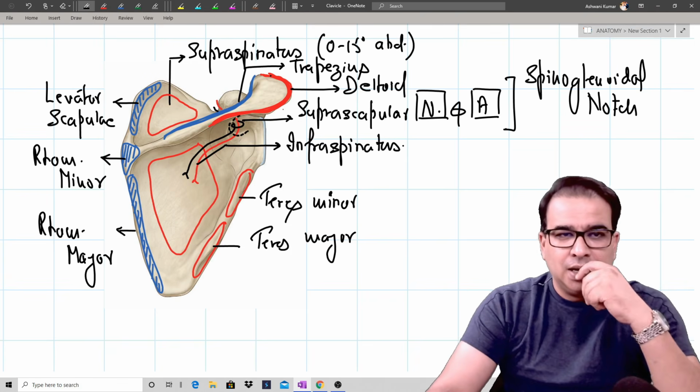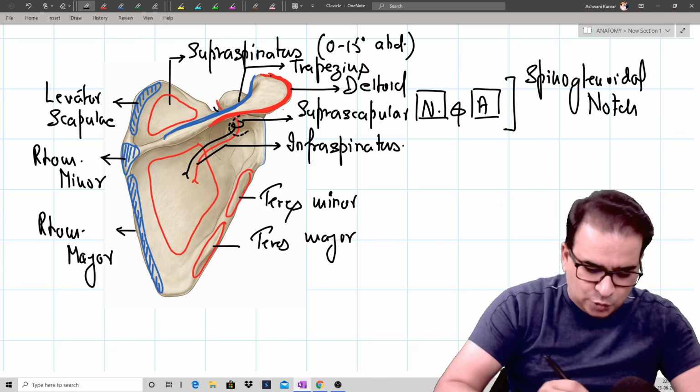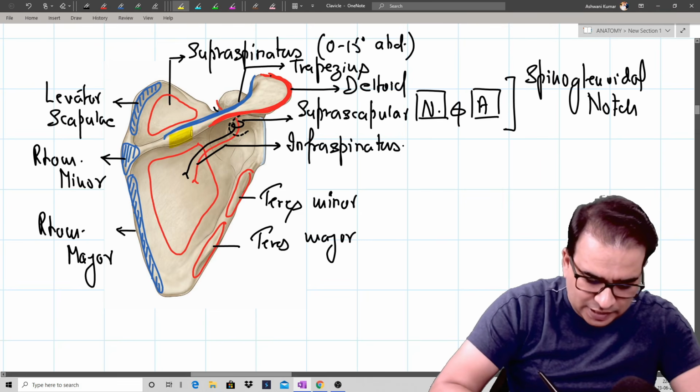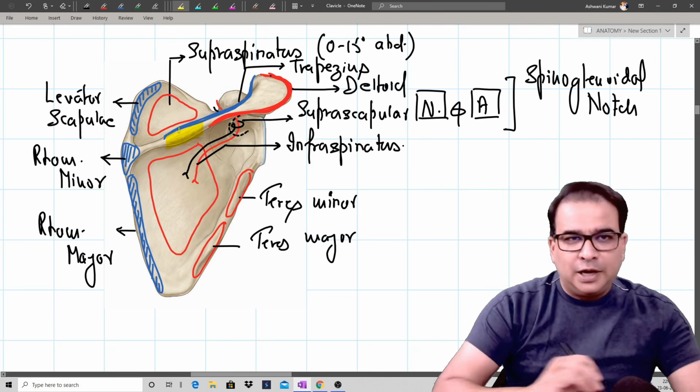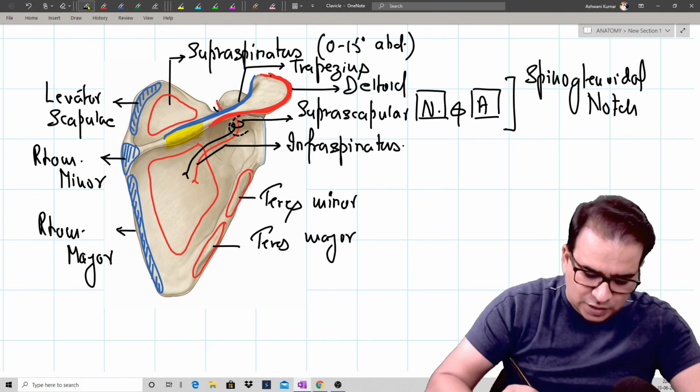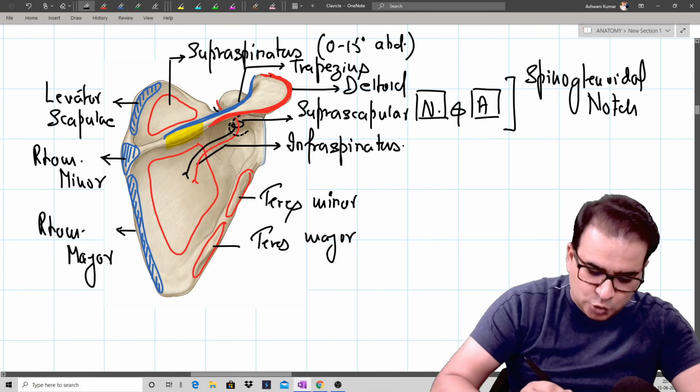That's a different story. What is to be noted here, guys? Look at this projection here. Okay? And look at the portion which I'm highlighting here. Now this highlighted portion is actually called the deltoid tubercle.